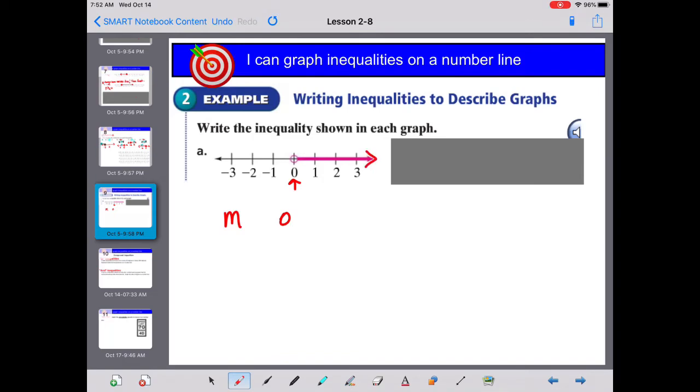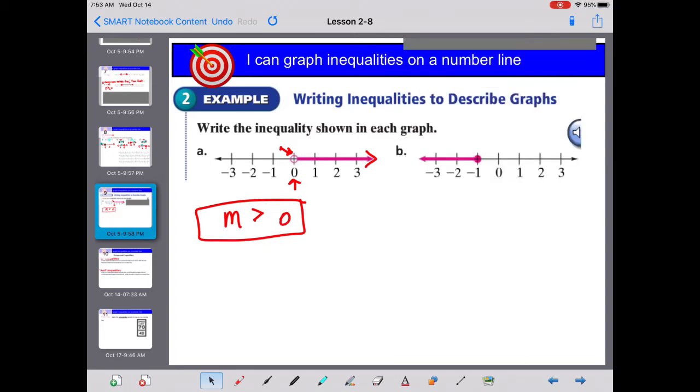Well, I can see that my sign is greater than, because the numbers greater than 0 are being shaded in with my line. Then I ask myself, should I write the equal to underneath there? Well, this circle here is not filled in. So that would mean no, don't fill it in. And so M is greater than 0 is modeled on the number line.